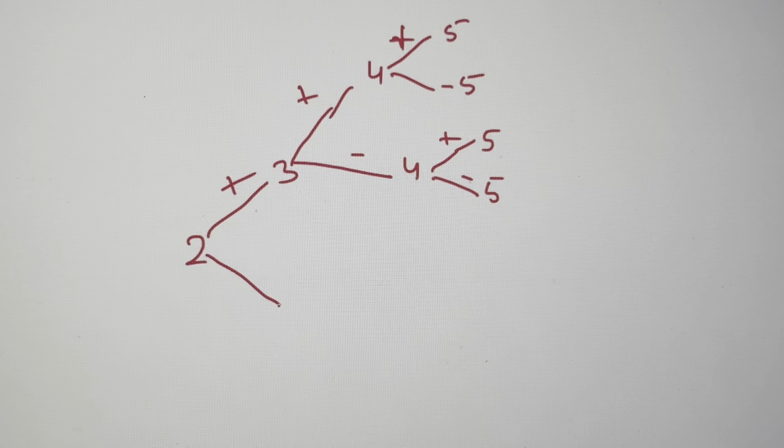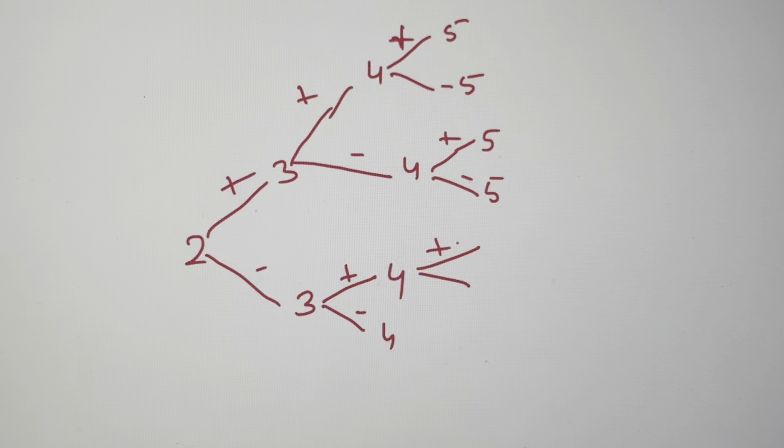Now we take minus 3. 2 minus 3. So with 2 minus 3, again there are two possibilities of 4, plus 4 and minus 4. Now with 4 again there are two possibilities of 5, plus 5 and minus 5. With minus 4 again there are two possibilities of 5, so plus 5 and minus 5. Okay. So now what we will do, we'll compute this. We'll find out the answer. And let us see, are we getting even numbers in this case as well?